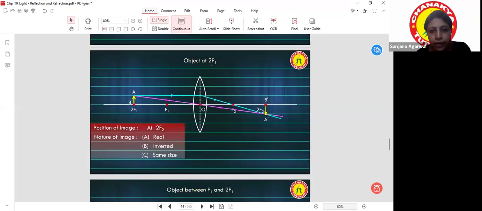Next is object at 2f1. It is like placing the object at the center of curvature in a concave mirror, which used to give us the same size image, real and inverted. So see, almost similar.